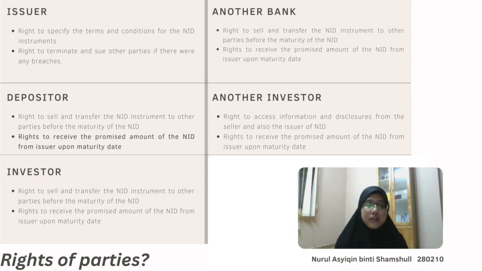The second right of another investor is the right to receive the promised amount of the NID from the issuer upon the maturity date. This party has the right to receive the amount of principal plus the interest which has been decided with the issuer.